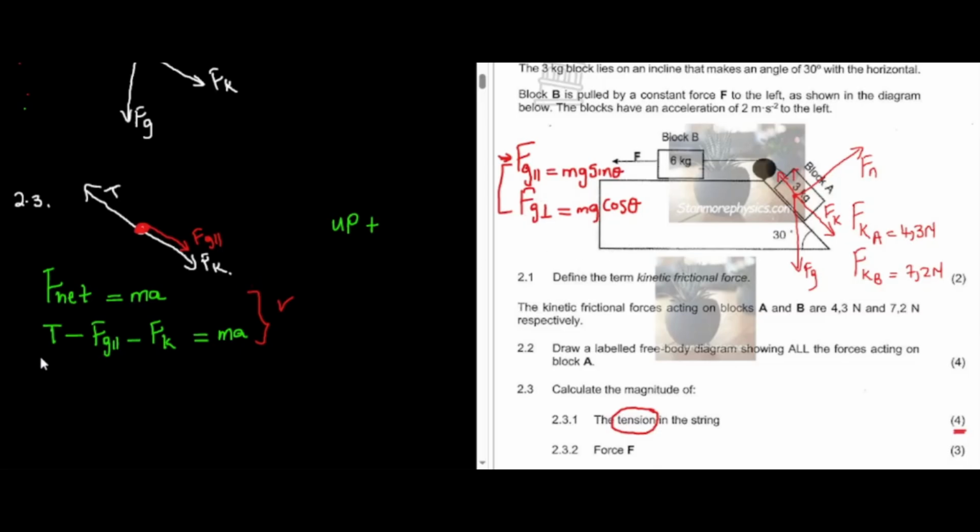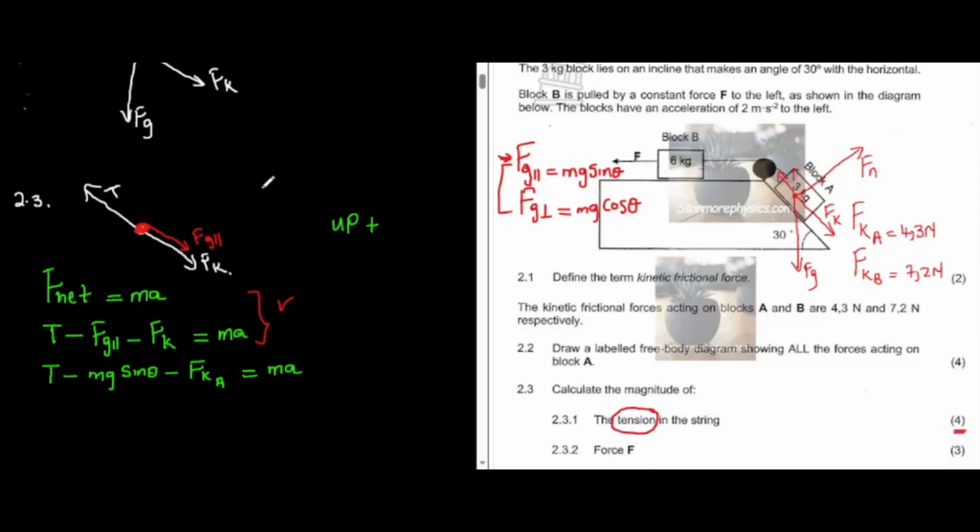So let's go back to this other side. I'm going to say this will be the tension minus mg. We said Fg parallel is mg sine theta. We're going to minus the Fk of what? We are working with block A, right? We are working with block A. So the Fk of block A, then equate this to ma.